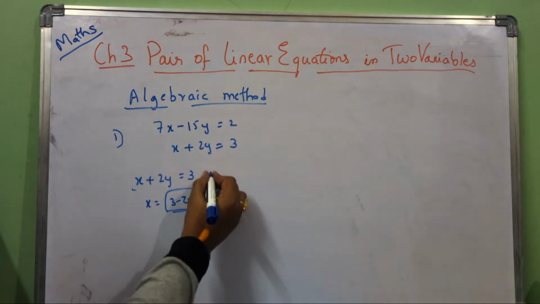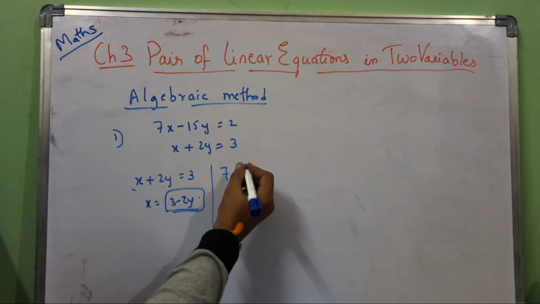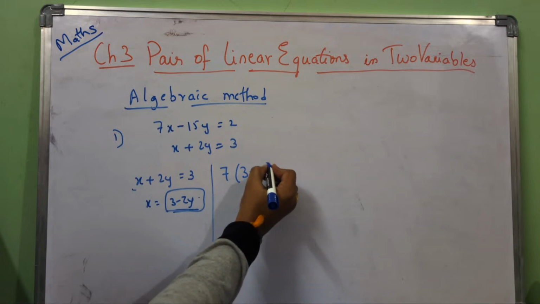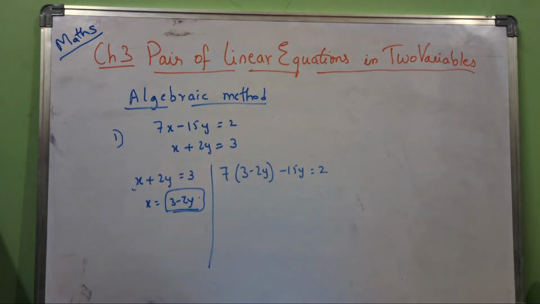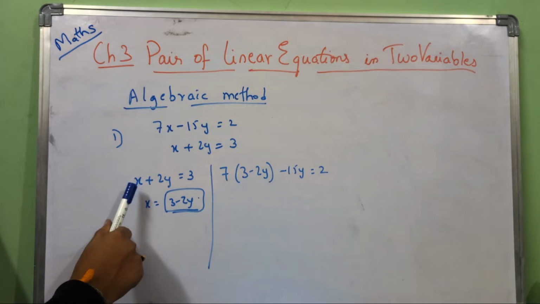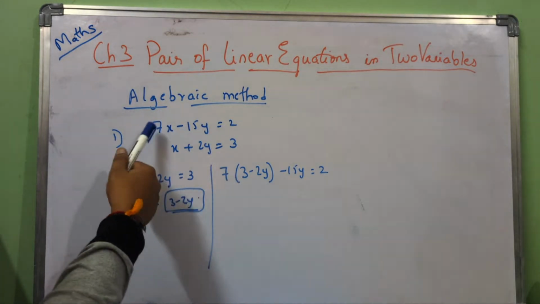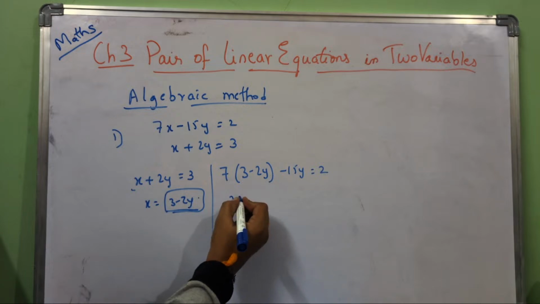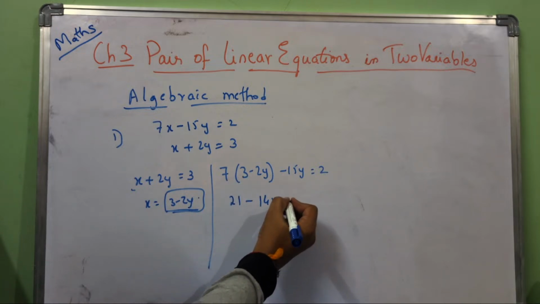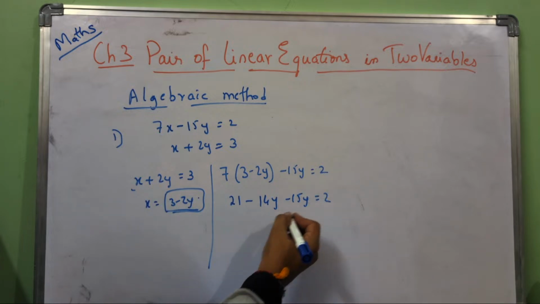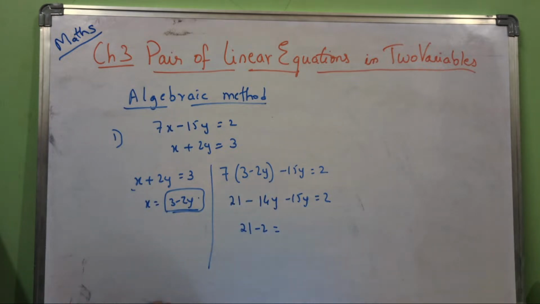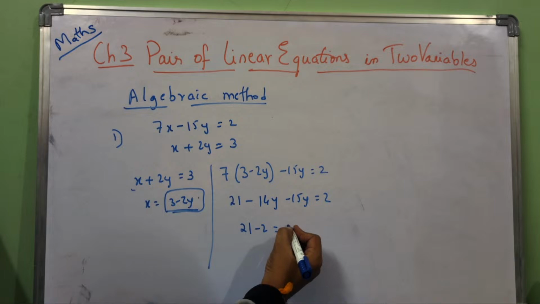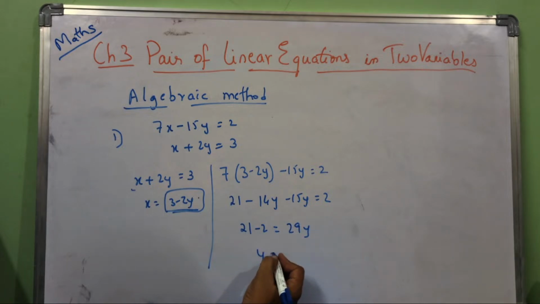Now substitute this value in the first equation. It becomes 7 into (3 minus 2y) minus 15y equals 2. So what I have done is just substitute the x value from the second equation into the first equation. Now this becomes 7 into 3 is 21, 7 into 2 is 14y, minus 15y equals 2. So this becomes 21 minus 2, just keep both the y values on the right side. It is 14 plus 15, which is 29. So y becomes 19 by 29.